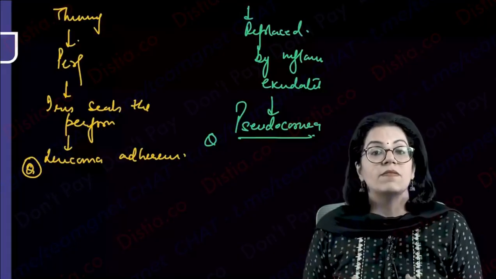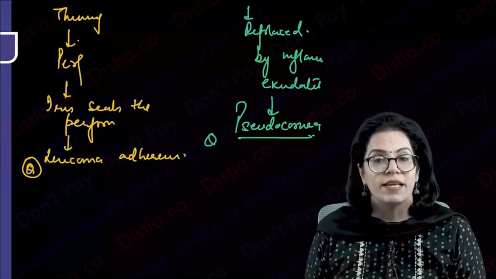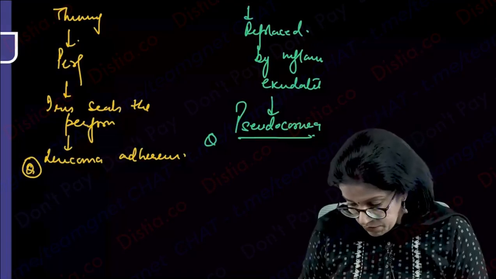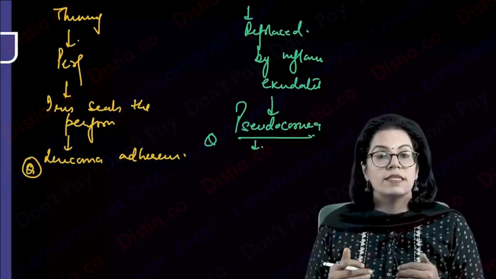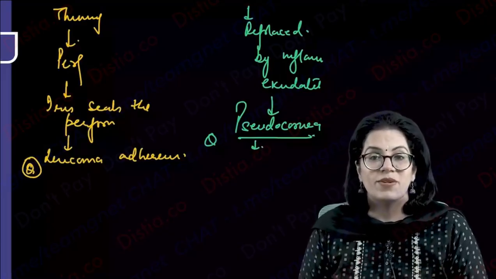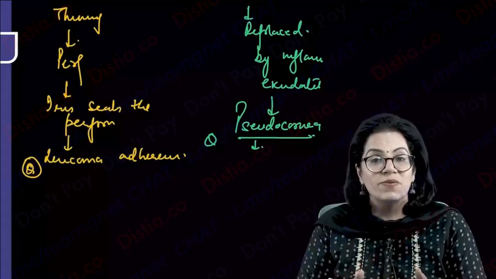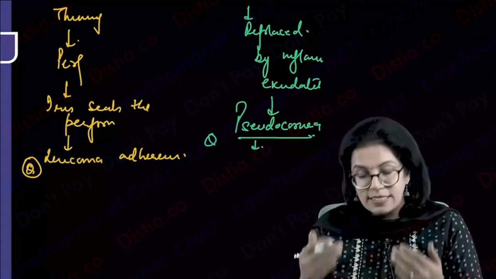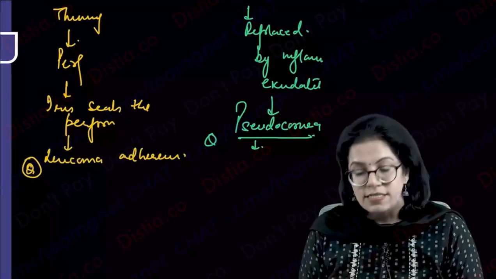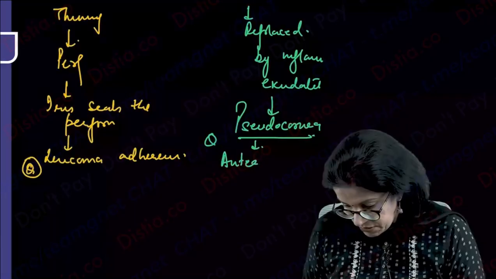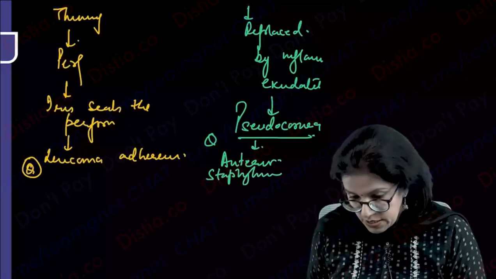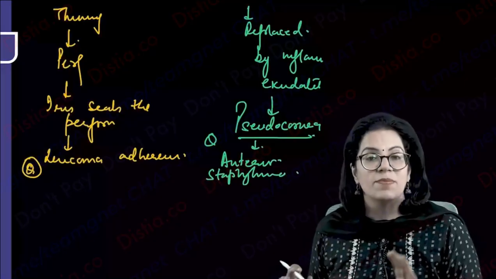This time it is mainly inflammatory exudate which is forming the cornea. And what is this? Pseudocornea is the cause of, you will answer, anterior staphyloma. We have learnt in sclera that this can complicate as anterior staphyloma. So one complication, which is the most common cause of anterior staphyloma, is pseudocornea. So these are the three types of ulcer we will keep in mind.